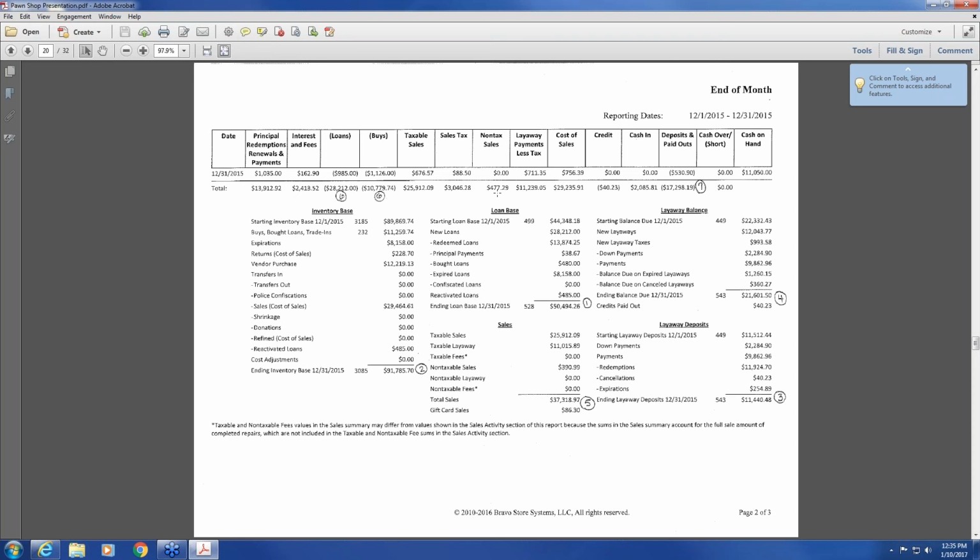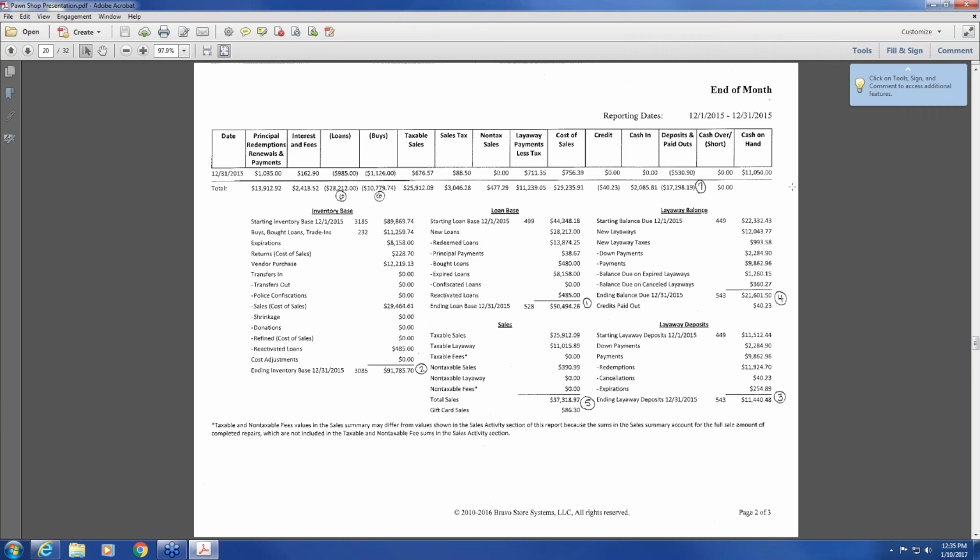our payments on our loans, our interest and fees on the loans, new loans that we made, our buys, tells us what our taxable sales is, what our sales tax is, what our non-taxable sales are, the layaway payments less the sales tax. It's got the cost of goods sold. This is a credit column, a store credit column. Should be my net of my cash in and then my deposits and paid out. So I've got all of this information right here on this report, and it tells me also what my total cash on hand ought to be at the end of the month.